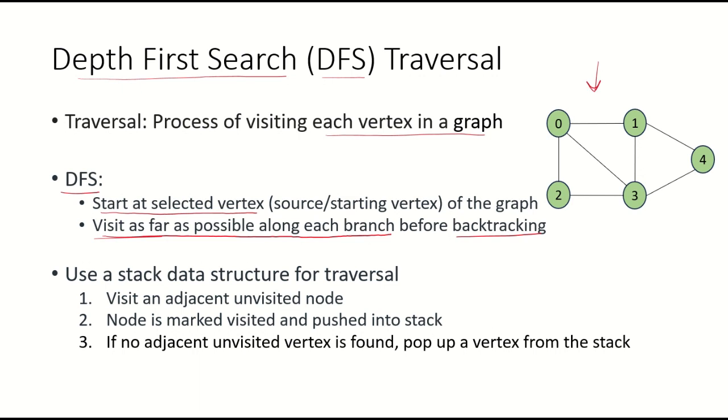In this traversal, we are going to implement using a stack, and stack we know is a LIFO data structure, which is last in first out. So we will visit an adjacent unvisited node. Starting from one node, we will visit an unvisited node in its neighborhood. We will mark that node as visited and push it into the stack, and we will keep on doing these two steps, and if no adjacent unvisited vertex is found, then we are going to pop the vertex from the stack for backtracking. We are going to look into this in more detail.